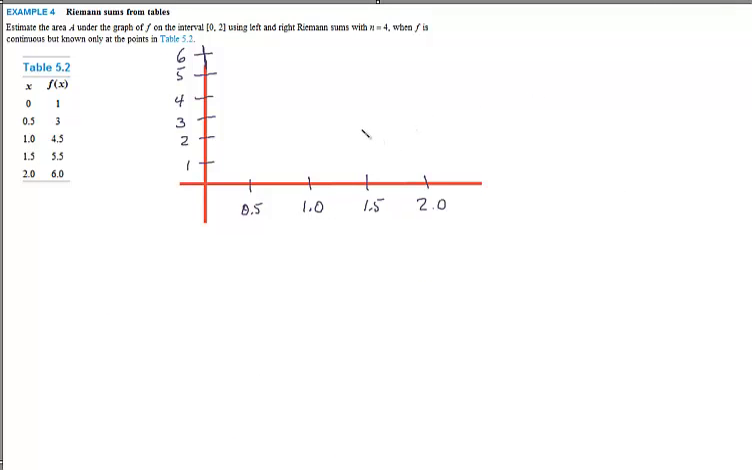Alright, I'm given something like this. I have to draw myself a picture. At 0, I've got a 1. At 0.5, I've got a 3. At 1, I've got a 4.5. So, whoops, needs to go a little higher. At 1.5, I have 5.5. And at 2, I have a 6. So just drawing what I think this probably looks like if it's kind of smooth. I knew that needed to be a little higher anyway.